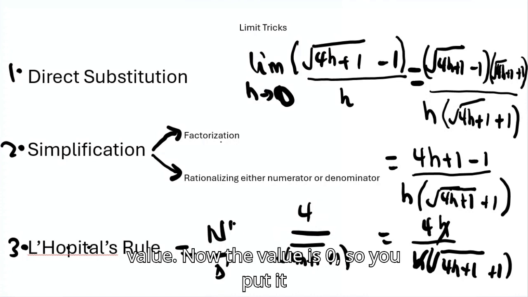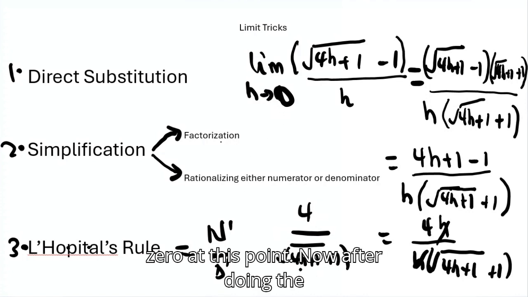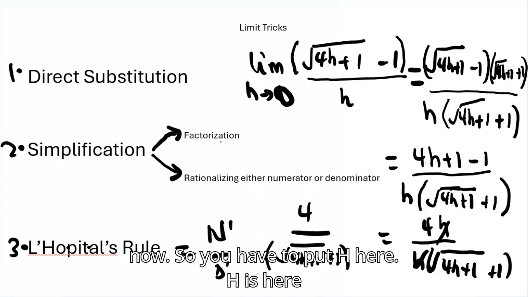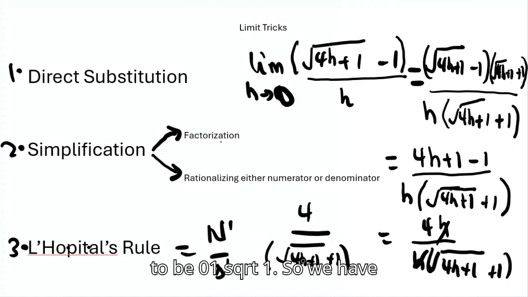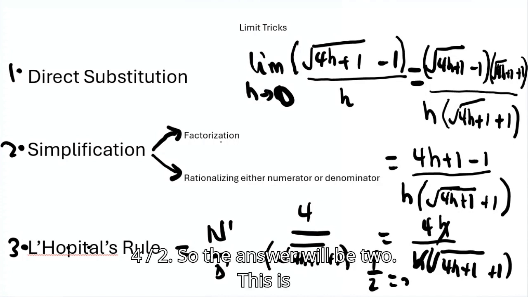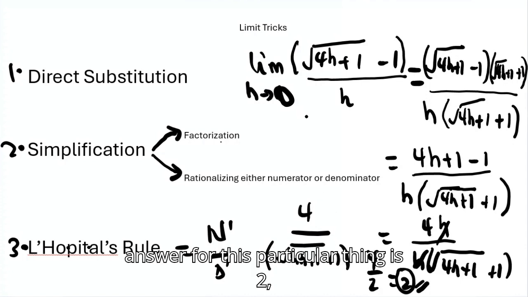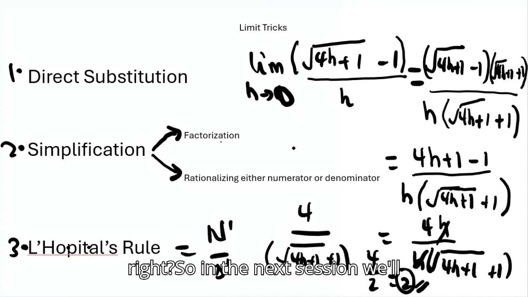Now you have to put in the value. The value is 0, so you put 0 at this point after doing the rationalizing. So you put 0 for h here, and the square root of 1 is 1. Then we have 4 over 2. So the answer will be 2. This is the final answer for this one. The final answer for this particular problem is 2.